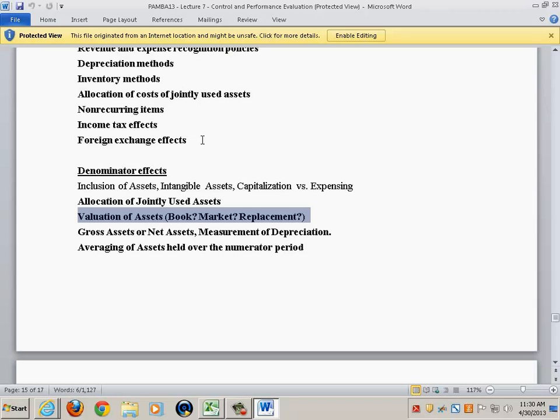You can use any of those valuations, and they can produce significantly or radically different numbers. And depending on which method of valuation you use, that will affect the magnitude of the dollar figure of your asset base, and obviously will affect your return on investment.